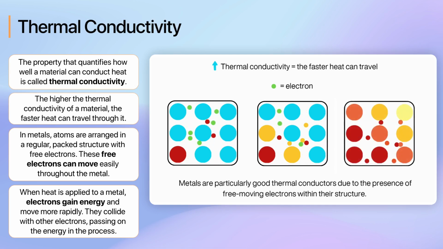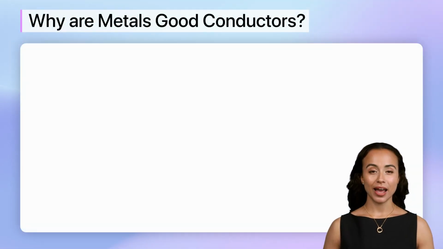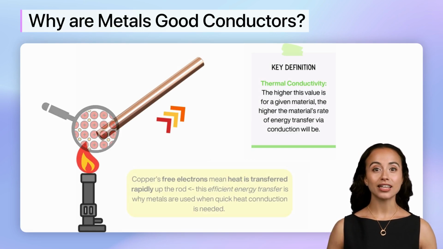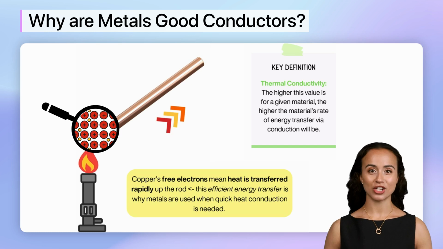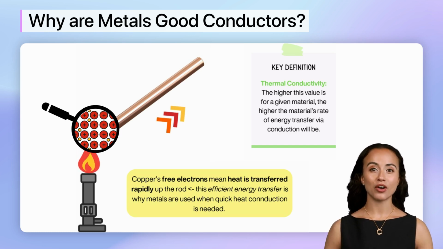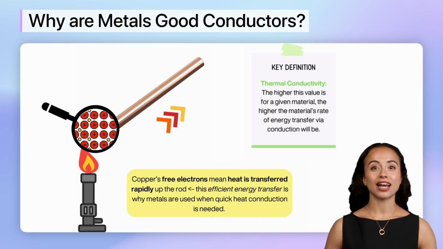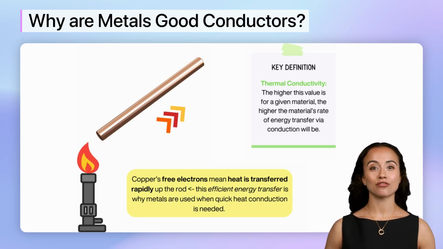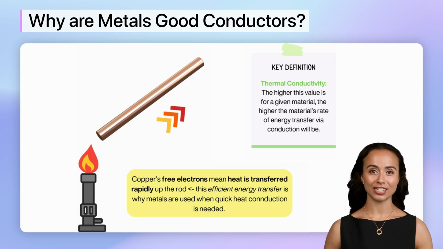As they move, they collide with other electrons, passing on the energy in a process like a game of hot potato. For example, imagine you heat one end of a copper rod with a flame. The free electrons at the heated end gain energy and move faster. These energetic electrons collide with other electrons, transferring the energy along the rod rapidly. As a result, the end of the rod farthest from the flame heats up quickly too.